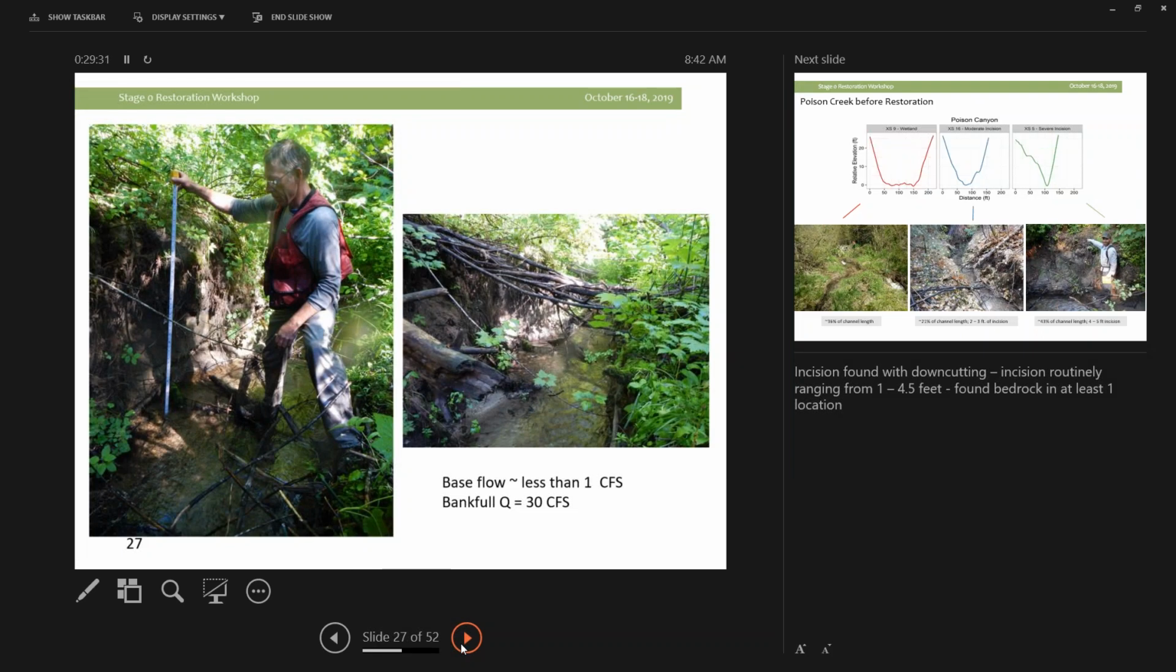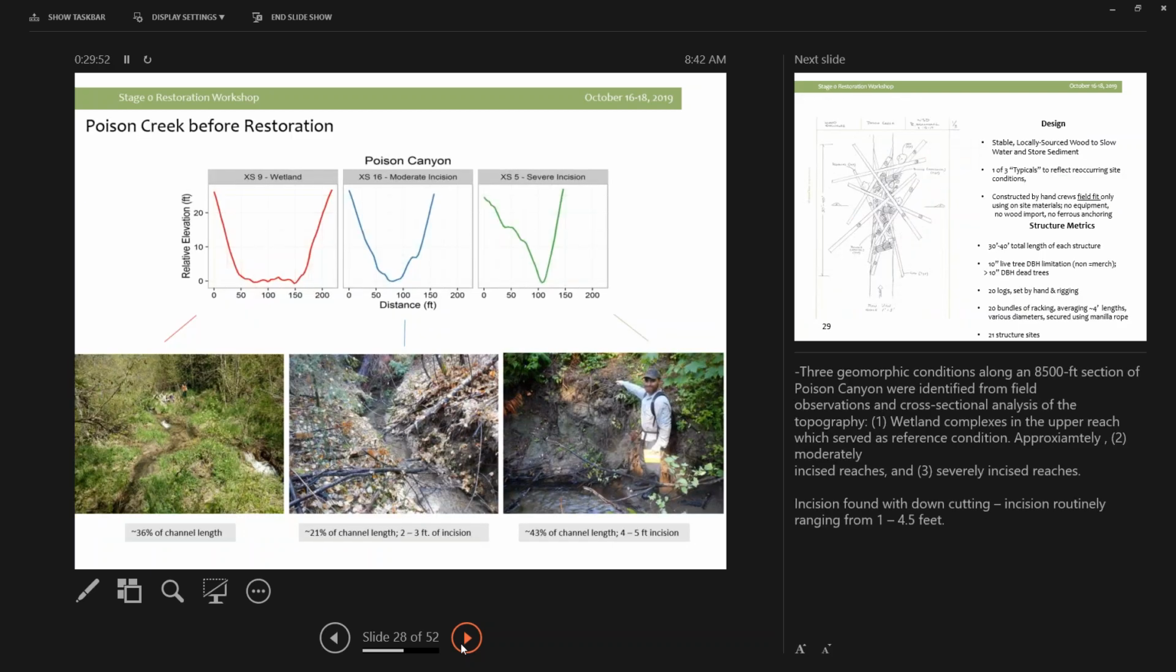And we were finding pretty severe incisions throughout that entire lower reach. So it's about 8,500 feet of stream reach that we are looking at, but basically finding incision 4 to 5 feet and down to bedrock in some cases. So we thought this looked like a good pilot location. So then we started talking to Natural Systems Design. So we need to better understand the channel incision, our pre-project conditions.